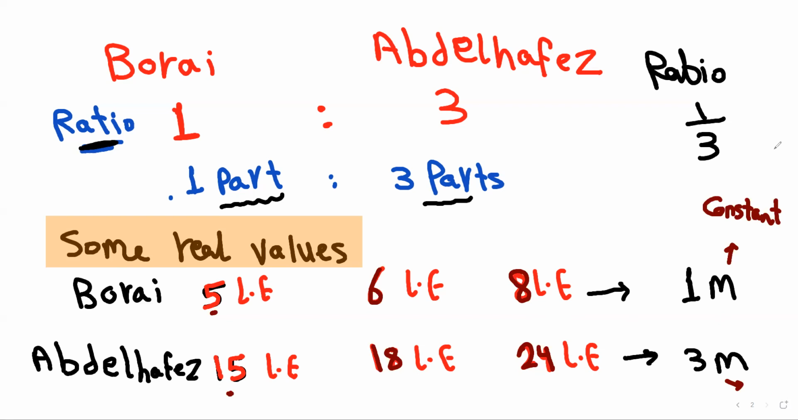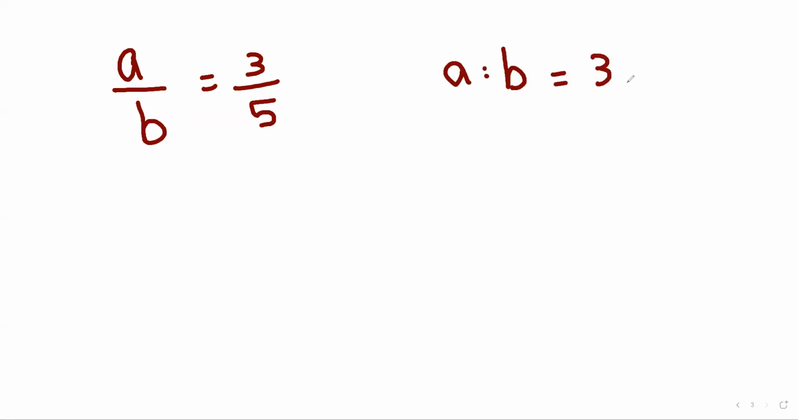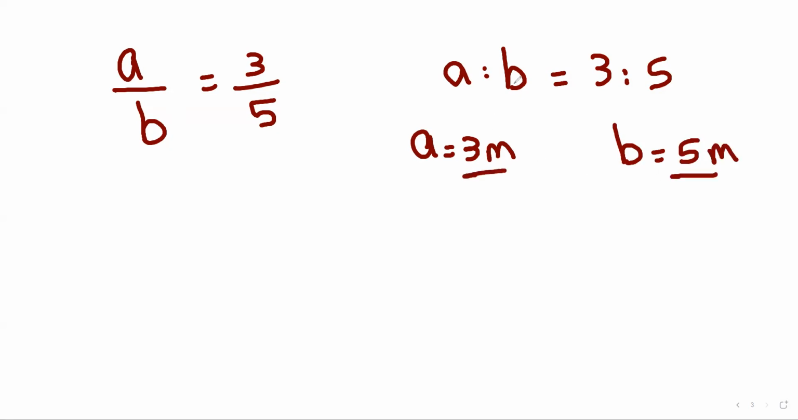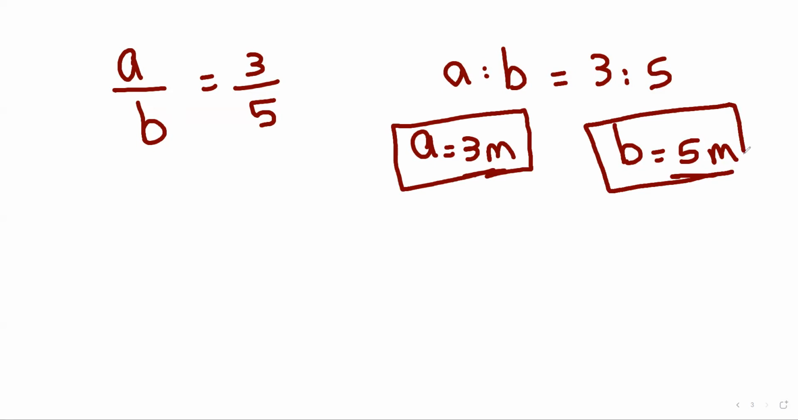So if the ratio between two numbers, A over B, equals 3 over 5, that means, again, we can write it this way: A to B is 3 to 5. So A in this case is 3m and B equals 5m. That's the ratio between A and B, 3 to 5. And what is the value of A? A equals 3m and B equals 5m.